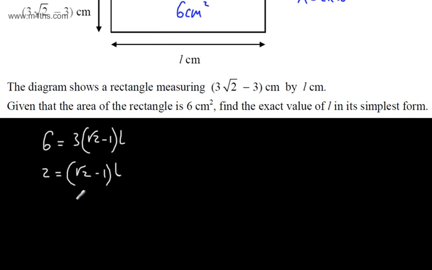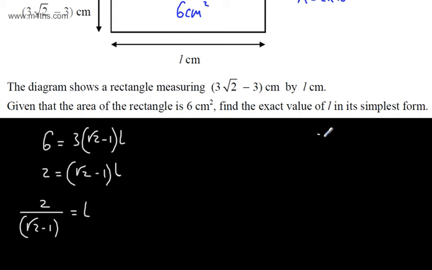So what we want to do is solve for L. So I'm going to divide both sides by the content of this bracket, which is the root 2 minus 1. So that is going to give us L. We need to give this in its simplest form. So at this stage, we need to rationalise the denominator of this fraction.